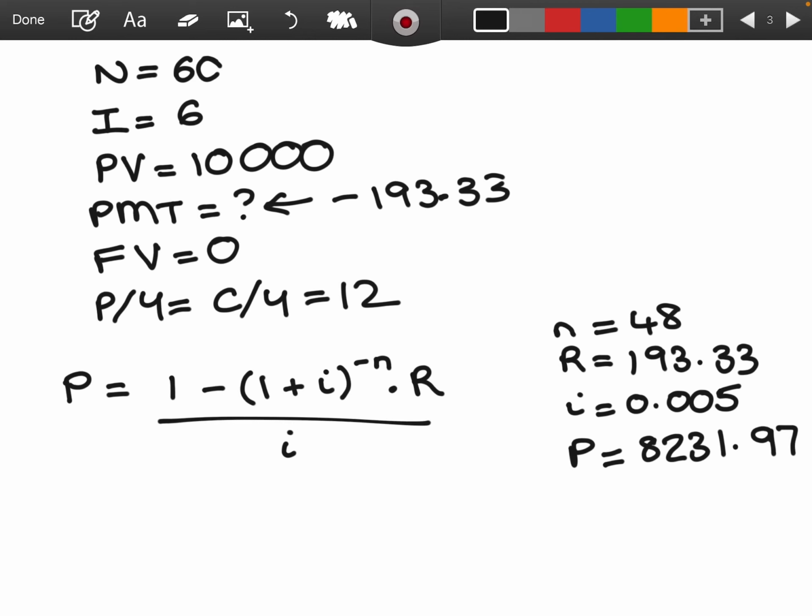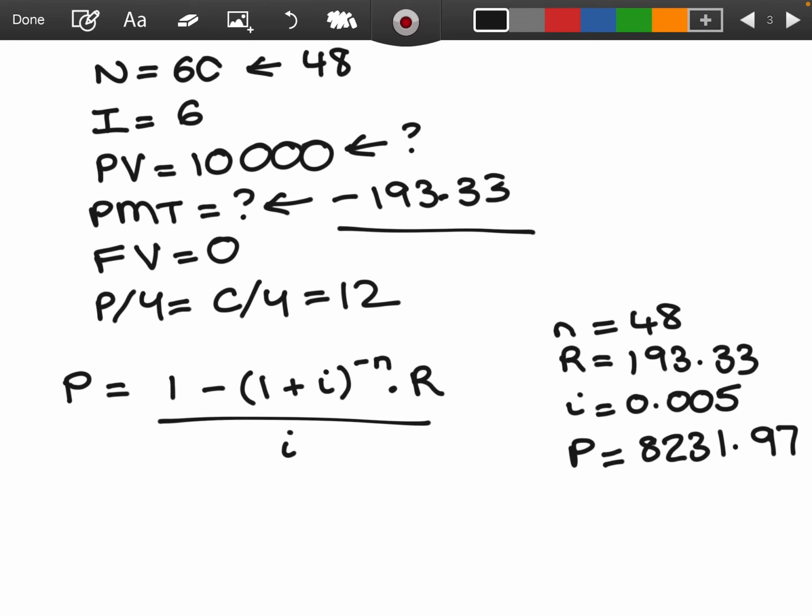You can again use the TVM solver on the calculator. This time you do the exact same thing as before, but now n is going to be 48. The interest stays the same. I'm now looking for this. My payment value I put in as negative 193.33. My future value is still 0 and my payment and compounding rates stay the same. So now you just solve for your present value and you should get the same answer.